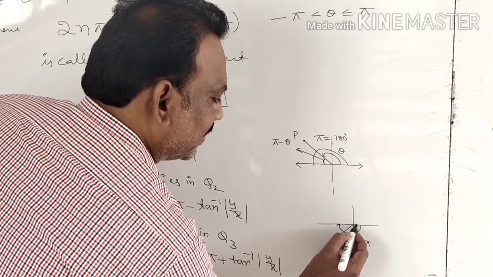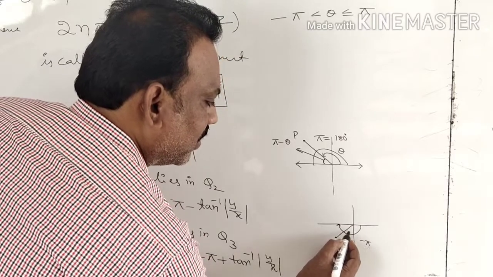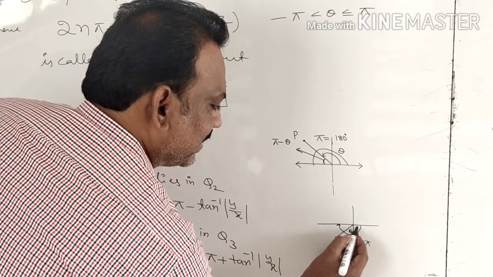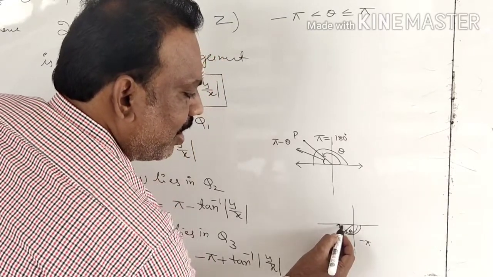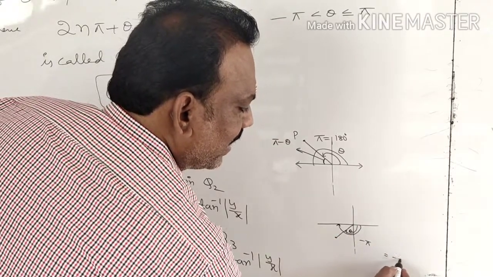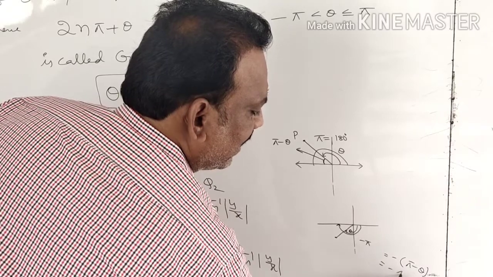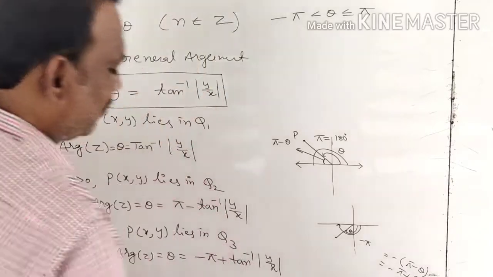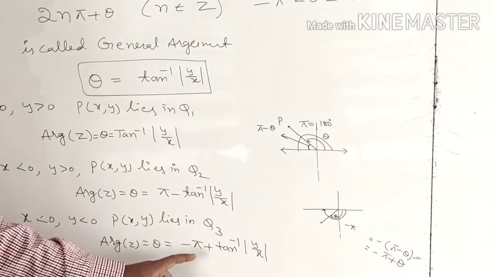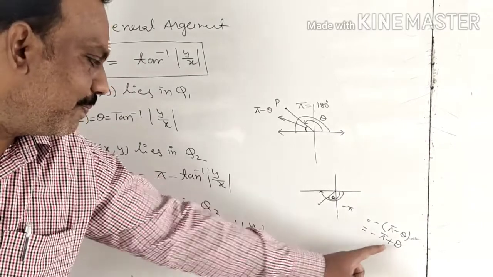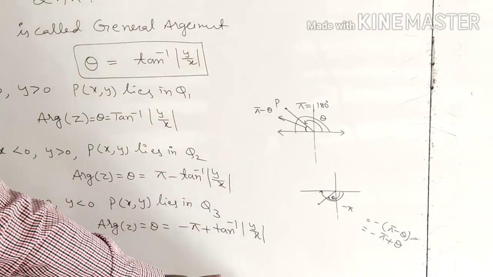This is taken as a negative direction. Suppose it is minus theta up to this, what about this value? Minus of pi minus theta, so you will get minus pi plus theta. Students, understood? So minus pi plus theta is the value, where theta is tan inverse y by x.